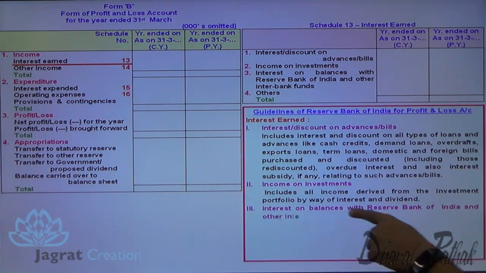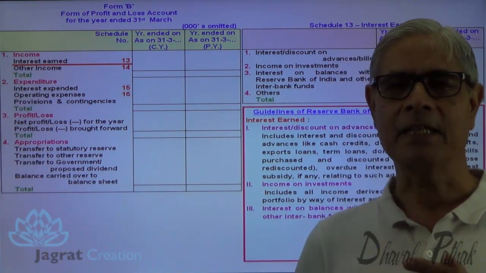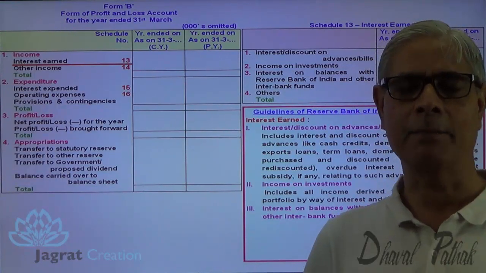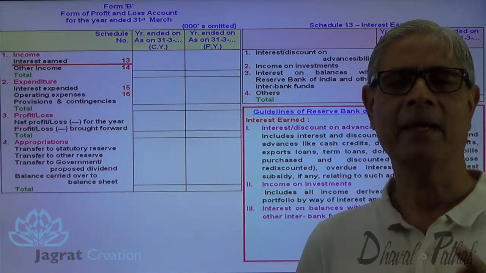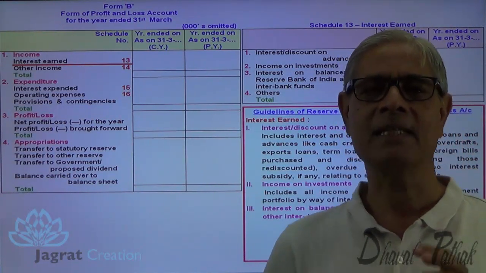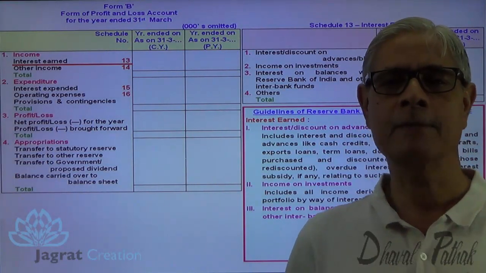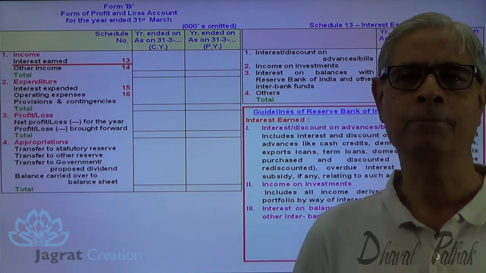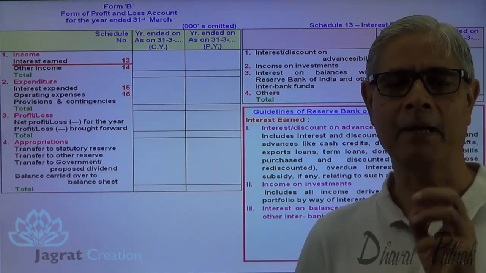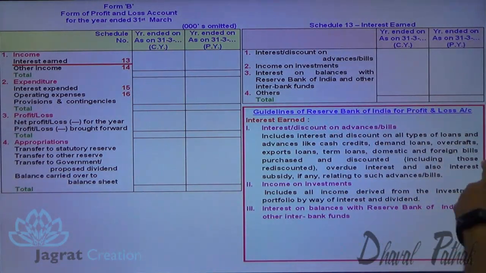Third is interest on the balance with the Reserve Bank of India and interbank funds. Every bank is required to maintain some balance with the Reserve Bank of India, and on that balance maintained by the bank with RBI, the bank gets interest. Similarly, banks are also required to keep funds in other banks for the purpose of clearing of cheques. Such funds are maintained by the bank in other banks. On that also interest is earned. That is to be mentioned in this third point.